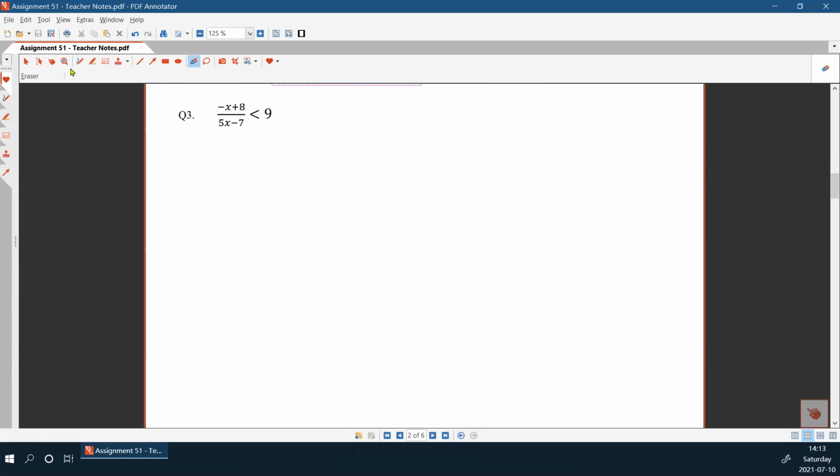Question 3. Okay, again, we can't just multiply 5x minus 7 to both sides because we don't know whether it's positive or negative. So let's move the constant 9 to the left-hand side, which becomes minus x plus 8 over 5x minus 7. And if you move a number to the other side, it becomes... positive number becomes negative, right? So negative 9, less than 0. And then, of course, the common denominator is 5x minus 7.